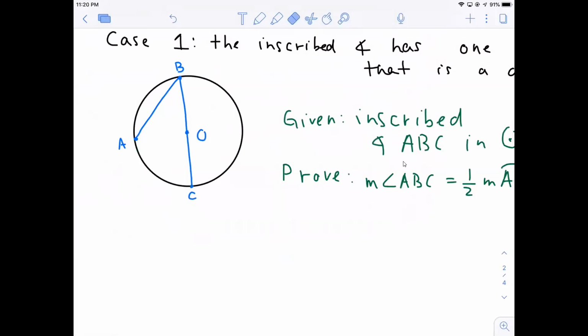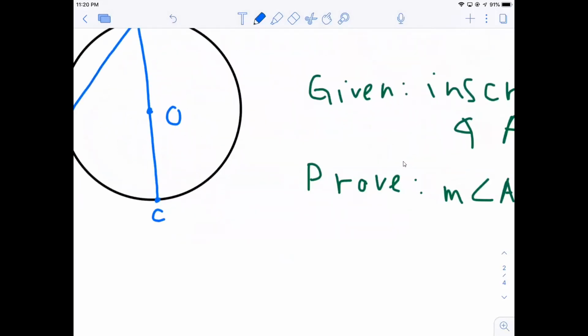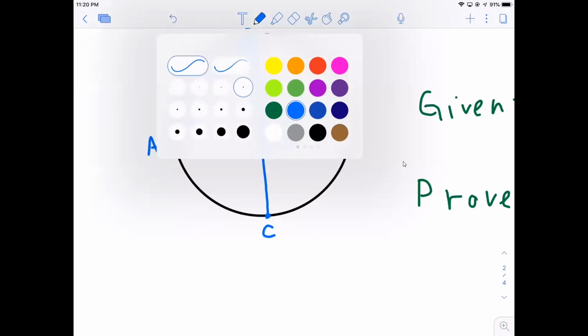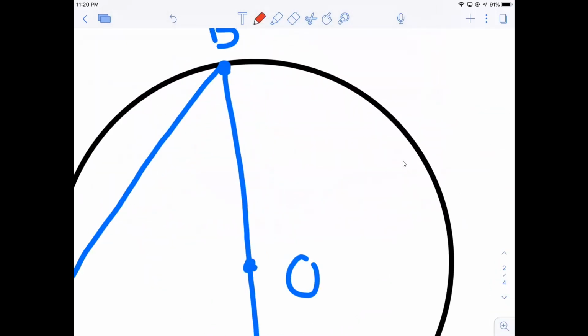So let me do a quick analysis of this, and I'm going to use some variables to make it easy. But let's suppose the measure of this arc here were x degrees, so you can call it theta, whatever you want.